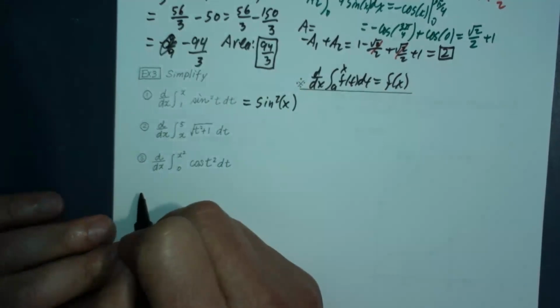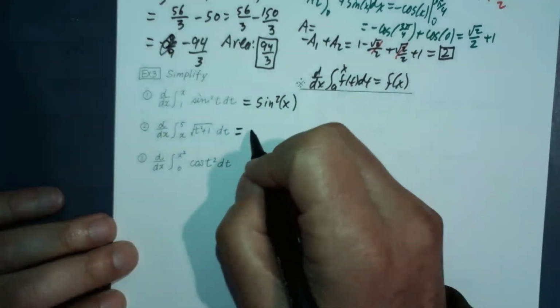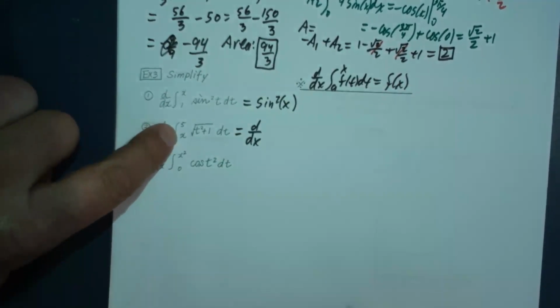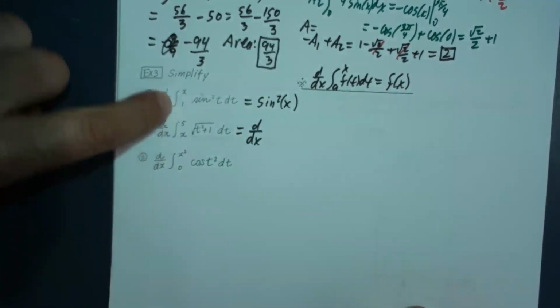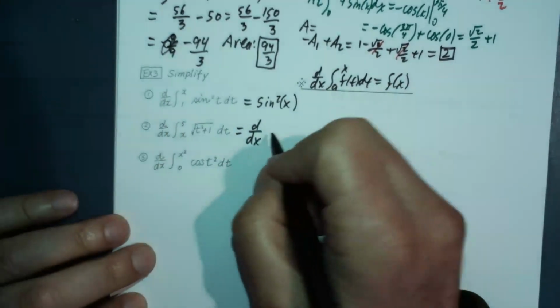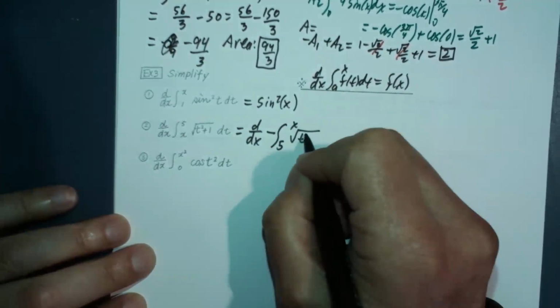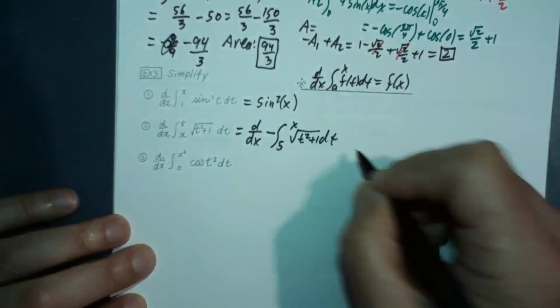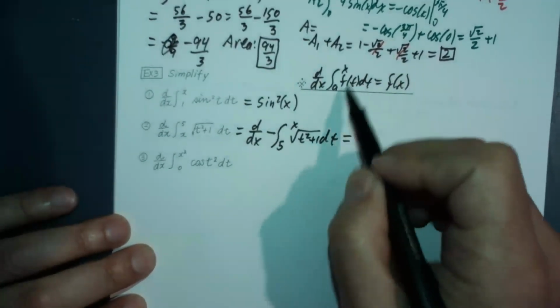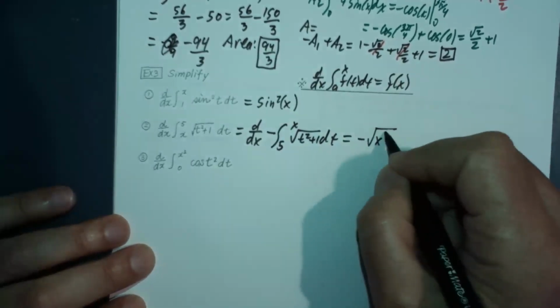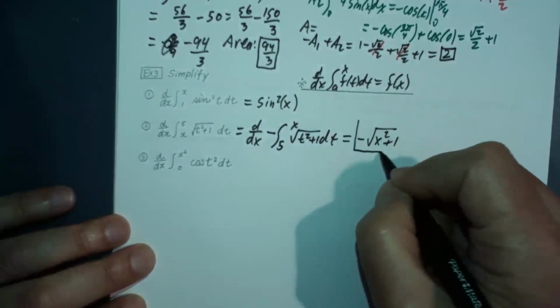So for part 2, I'm actually going to rewrite this. Do you remember we had a rule from the previous lesson that if I want to switch the boundaries, I have to have an extra negative in there? And now it fits with the variable up top. This becomes a negative square root of x squared plus 1.